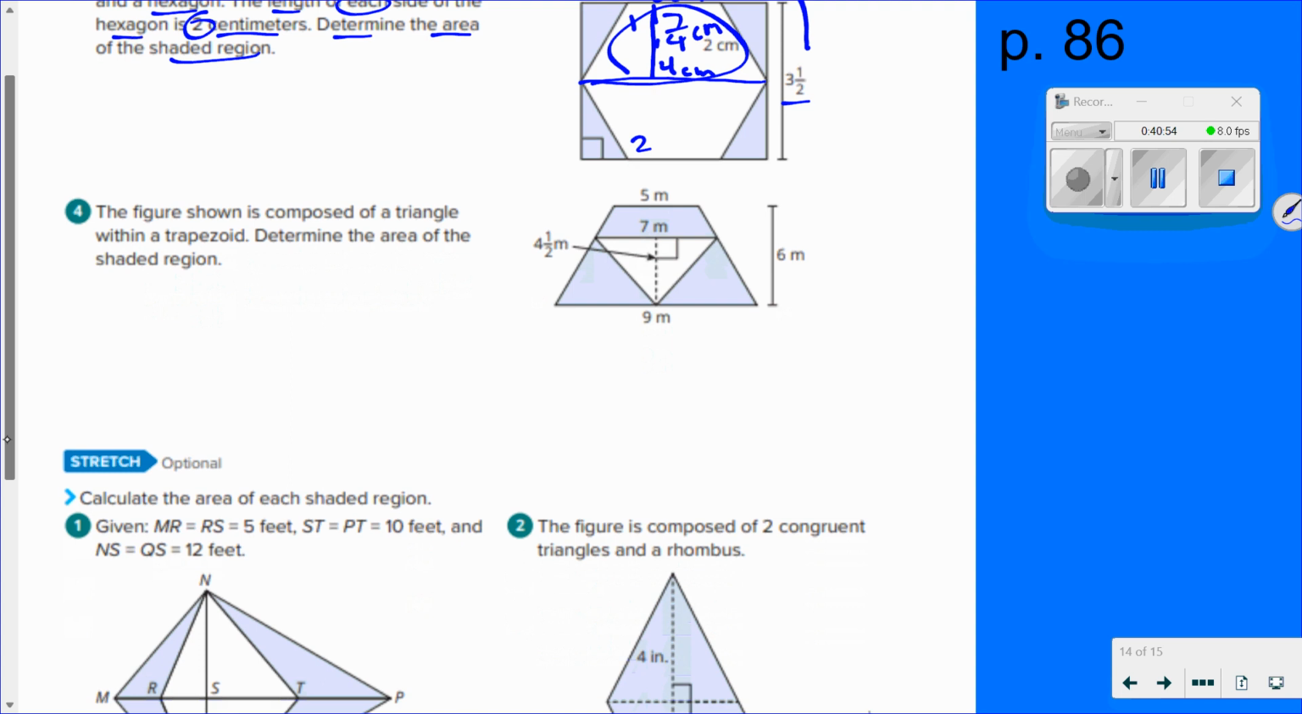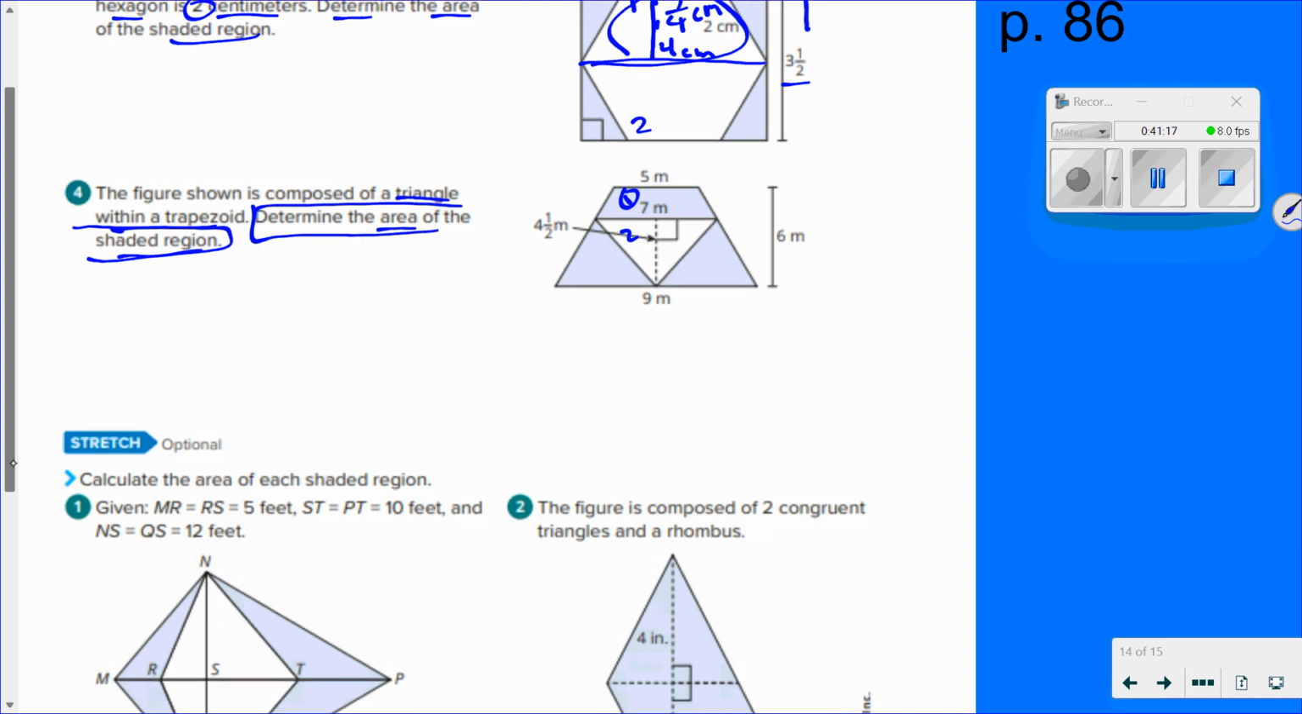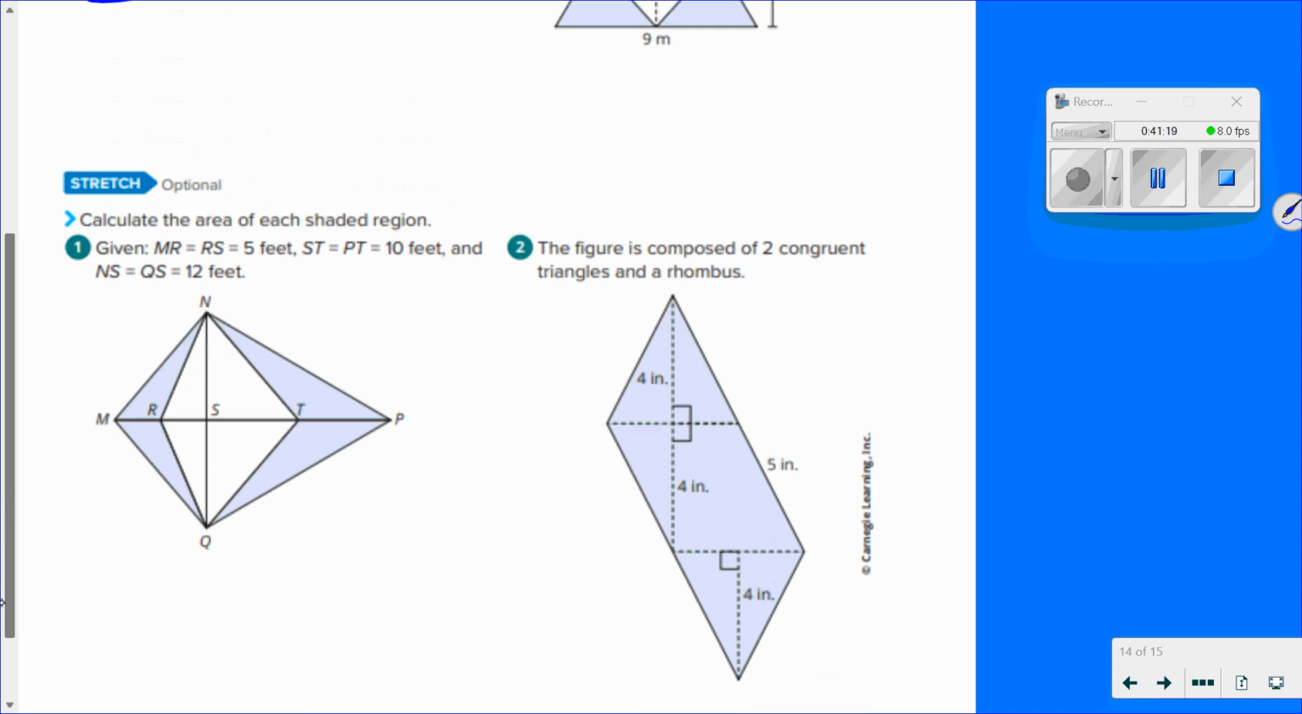Our last one: the figure shown is composed of a triangle within a trapezoid. Determine the area of the shaded region. So there's our task. Again, we're looking at the shaded region. So this one, really only one way to do this. Do the big trapezoid, do the triangle, and subtract it. So you subtract the triangle from the first area. Stretches, kind of cool. Do them if you can, would be great.